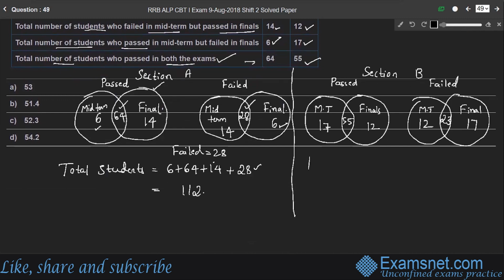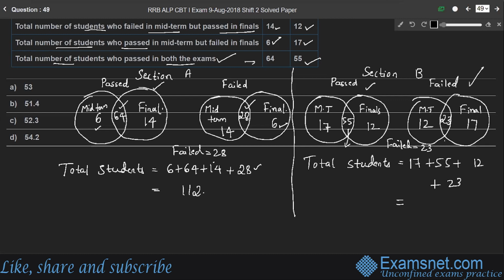Therefore, total students are, so totally passed students and completely failed students. Totally passed means at least in one of the subjects. 17 plus in both the subjects, they are 55 plus 12 students plus failed students are 23, right? So in which failed students are 23. Otherwise, you can take the second Venn diagram also, right? So consider all failed students 12 plus 23 plus 17 and those who have passed in both the examinations plus 55. Both are same, right? You will get the same answer.